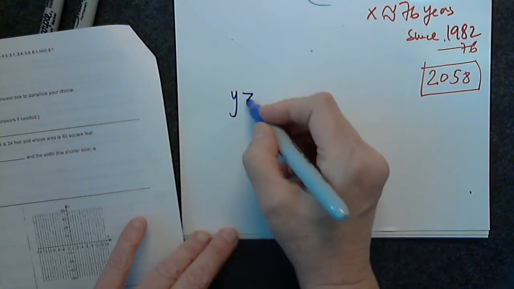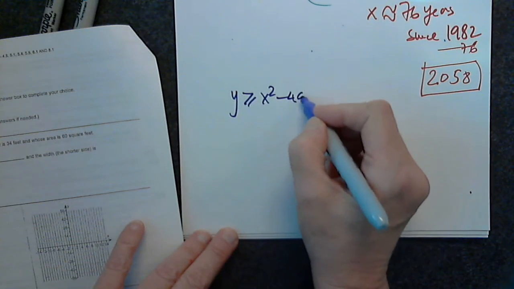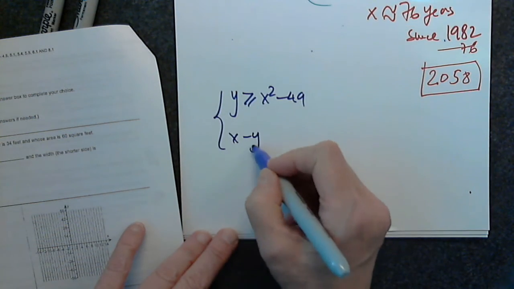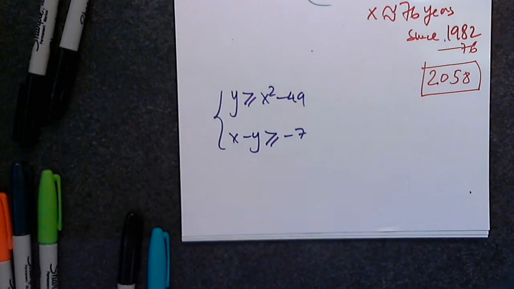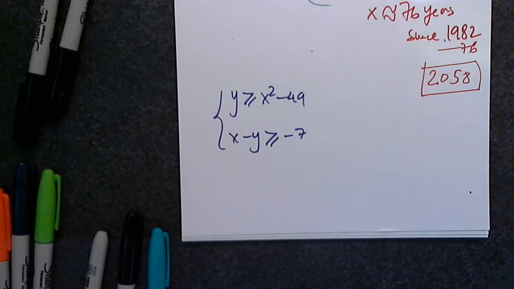So we have y greater than or equal to x squared minus 49 and x minus y greater than or equal to negative 7. So this is a system of nonlinear inequalities. One of them is linear, but the other one, the first one, is not. So in order to solve the system of inequalities, we have to graph the solution. So we start with the equation.